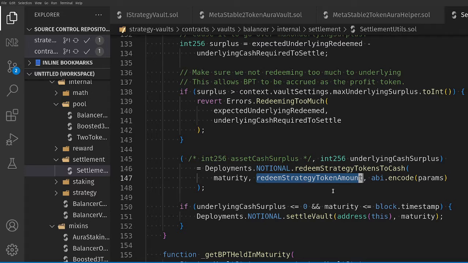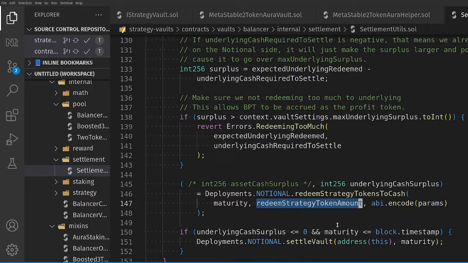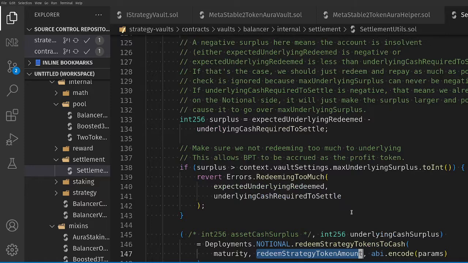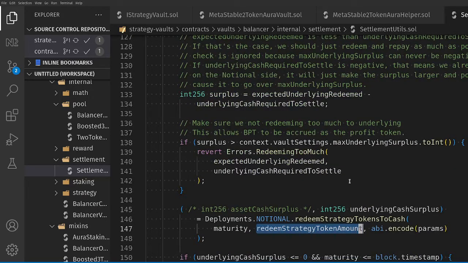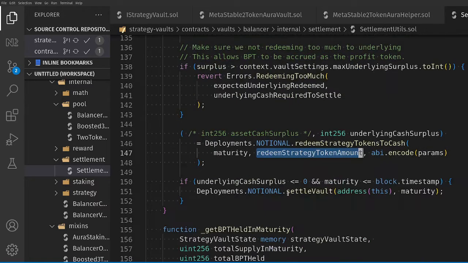So if we don't need to sell all of the strategy tokens, that is preferable to accounts, because any strategy tokens remaining after the debts are repaid will continue to earn yield. They won't earn leverage yield, but they will continue to earn yield just like the rest of the BPTs on this contract. So we have a check here to ensure that we don't sell too many strategy tokens. We may need to sell a little bit in excess, but we don't want to massively oversell in excess.